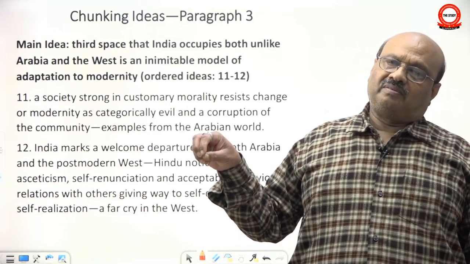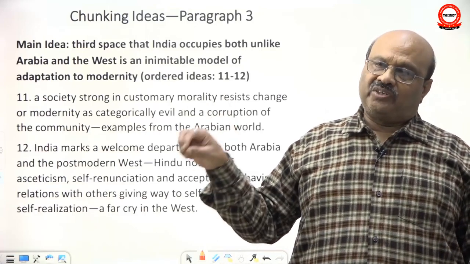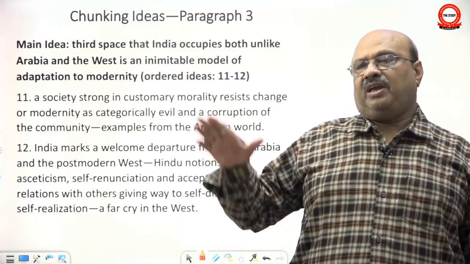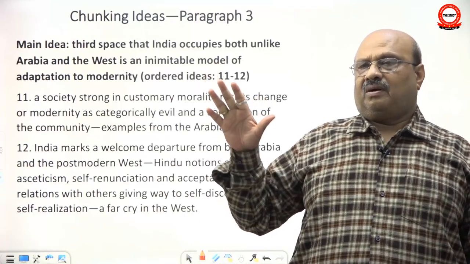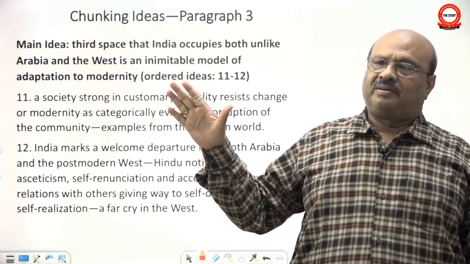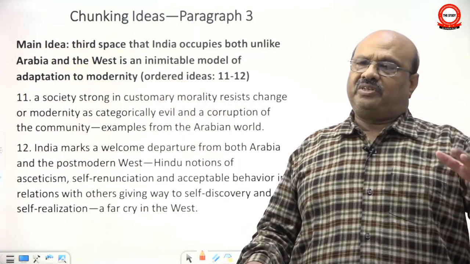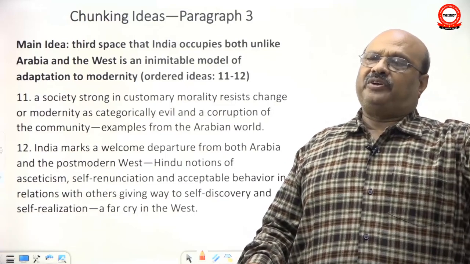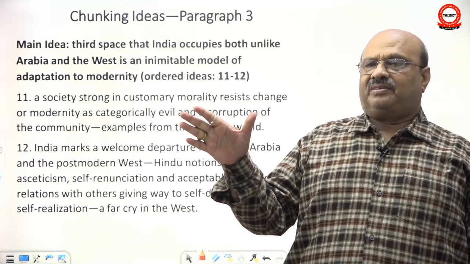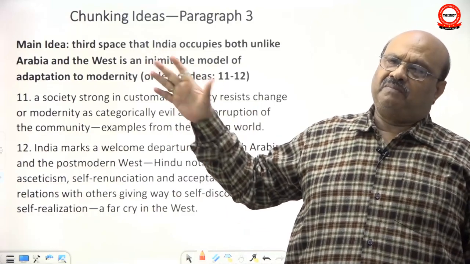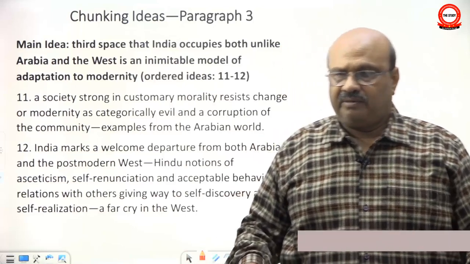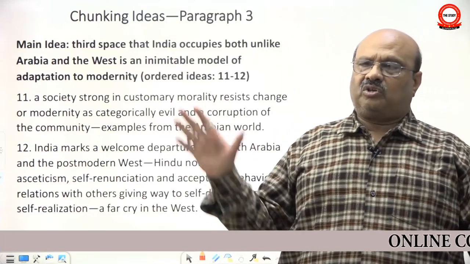So 21st century Arabia stands at an extreme point. If the West is at the extreme point of rationality, Arabia is at the opposite extreme point of orthodox morality.